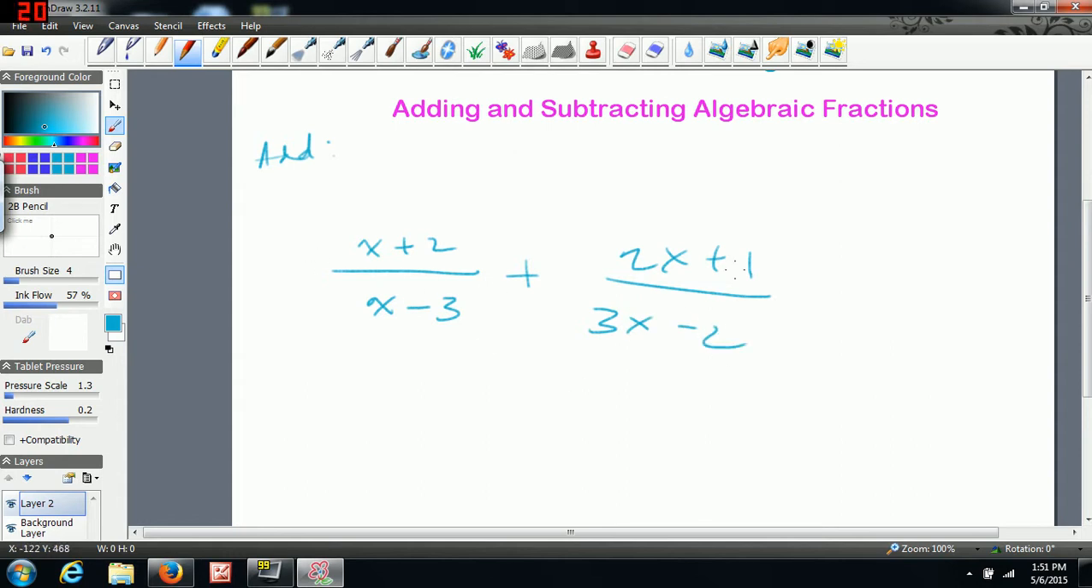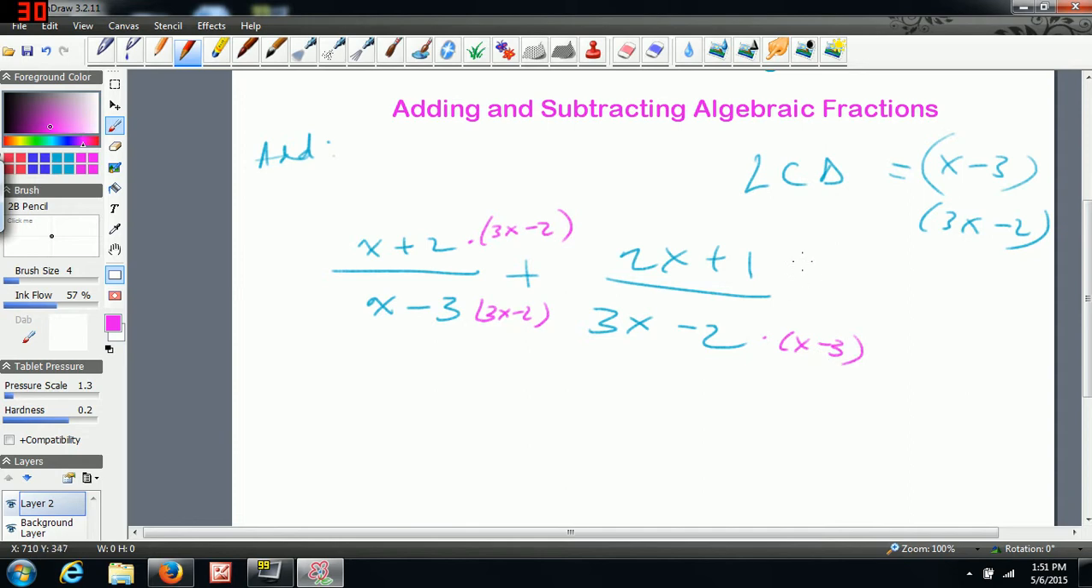Say we were adding this one. What would our lowest common denominator be for this example? Well, it would be x minus 3 times 3x minus 2. Again, we're just multiplying. So I want to multiply this one by 3x minus 2. Whatever I do to the bottom, I have to do to the top. The reason I'm doing that is so that I can have the lowest common denominator. This one I'm going to multiply by x minus 3. Whatever I do to the bottom, I do the same thing to the top.